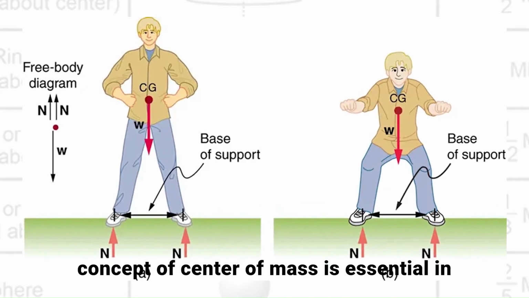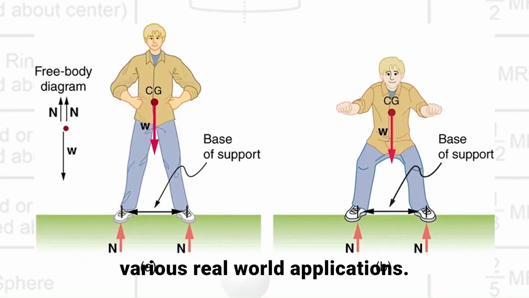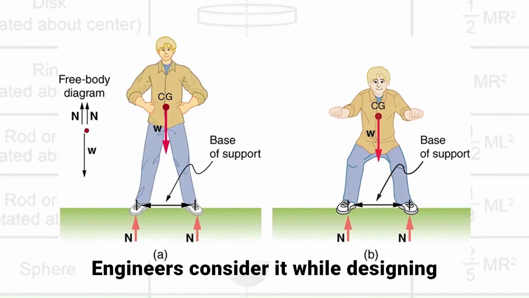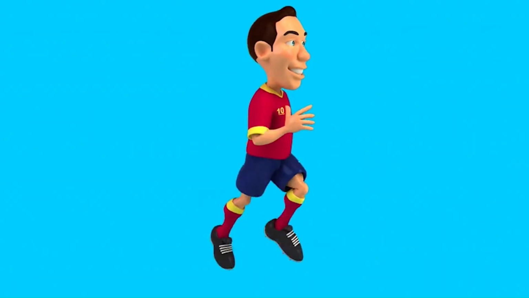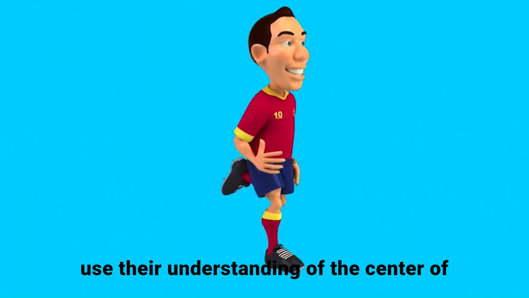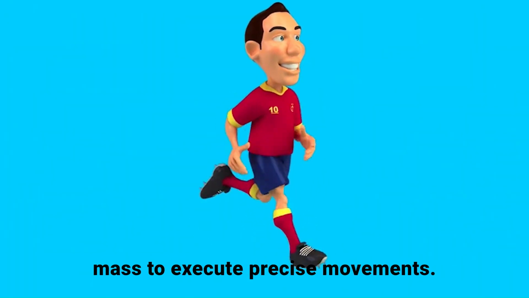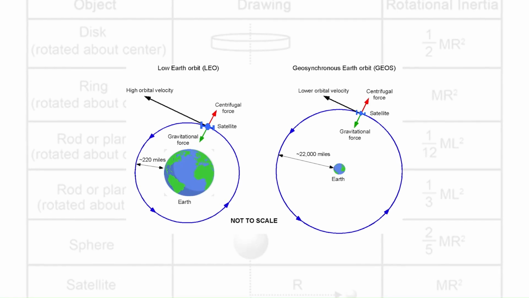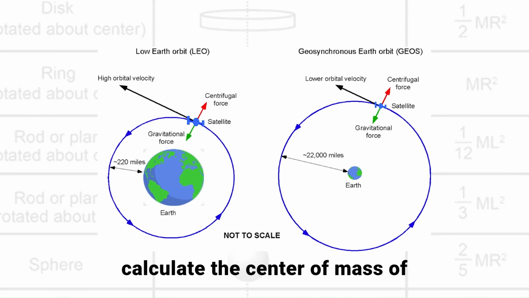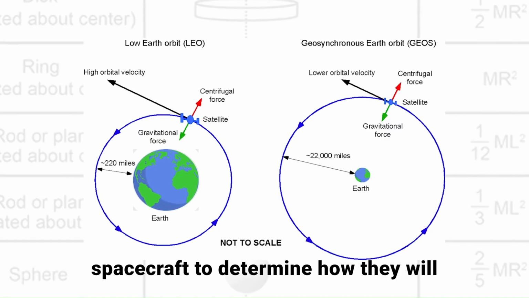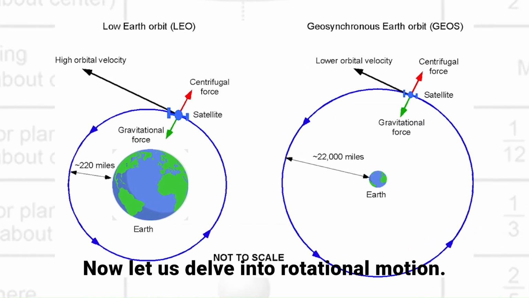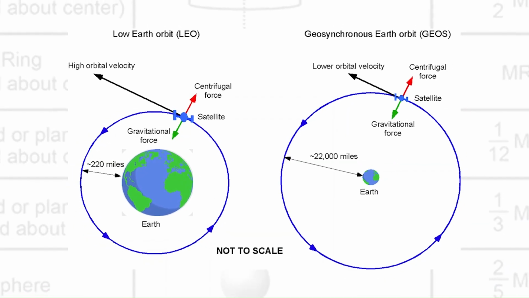The concept of center of mass is essential in various real-world applications. Engineers consider it while designing vehicles to ensure stability. Athletes, especially gymnasts and divers, use their understanding of the center of mass to execute precise movements. Even in space exploration, scientists calculate the center of mass of spacecraft to determine how they will move in response to external forces. Now, let's delve into rotational motion.